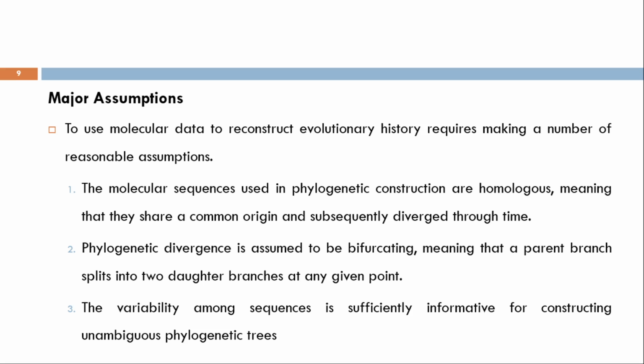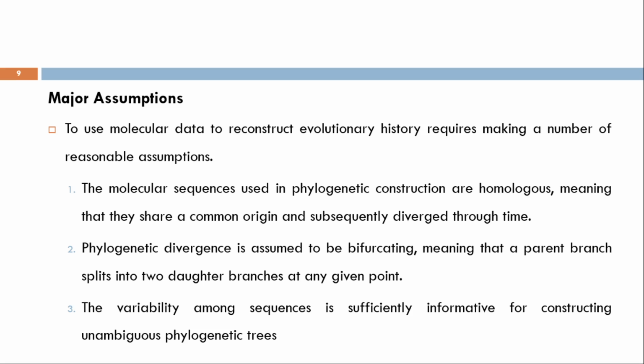So what are the various assumptions while we are reconstructing the evolutionary history using molecular data? There are a number of reasonable assumptions that we have to make. Number one, the molecular sequences used in phylogenetic constructions are homologous. Means whatever sequences we are using, they are homologous.